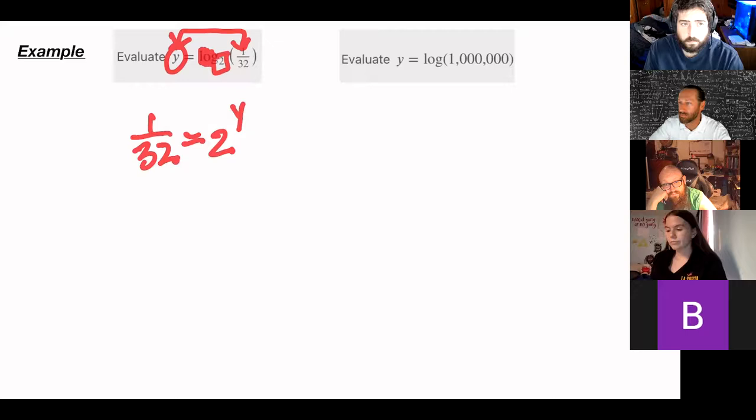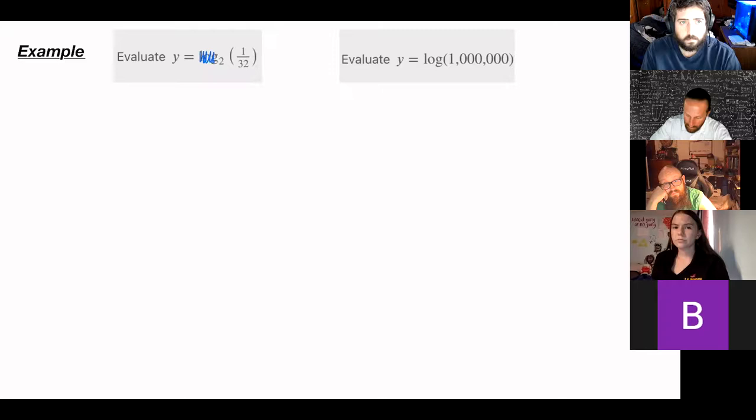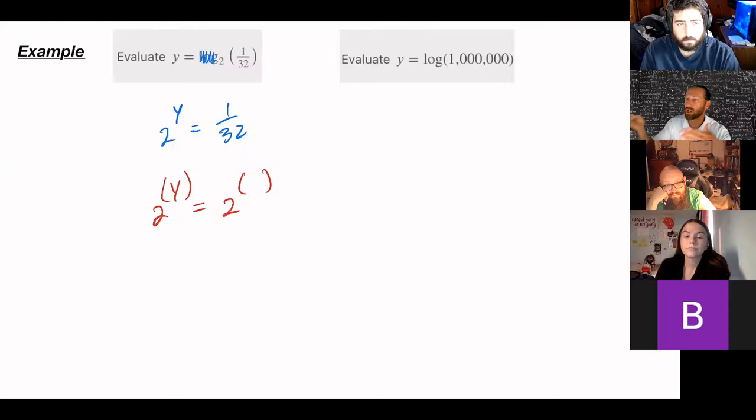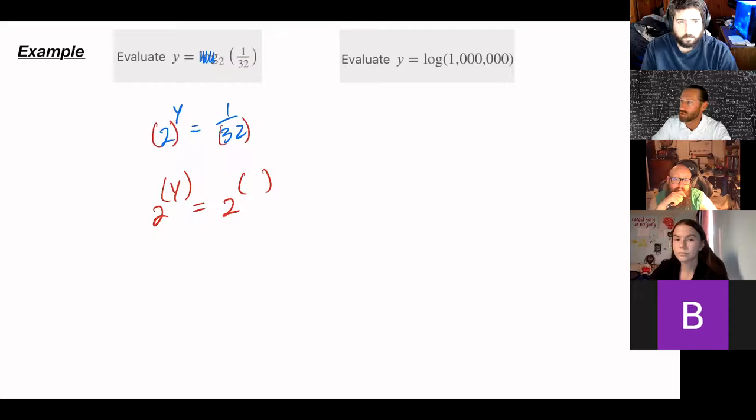Negative 8. Close. If you don't know, remember the ones that we did in the previous section? We would try to get the base to be the same, so that we could just concentrate on the exponents. And if you know that this is 2 to a power, then I would try to rewrite 32 as 2 to a power.